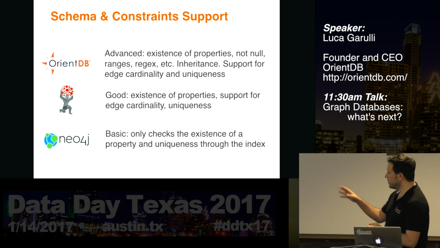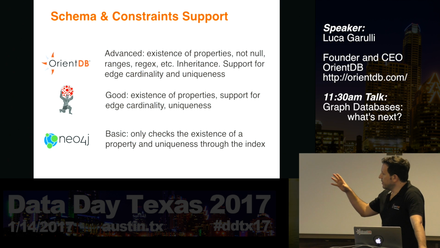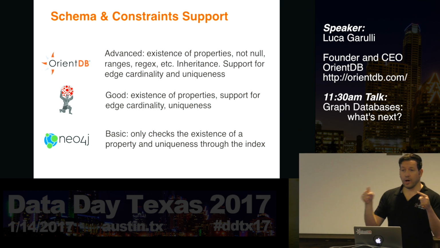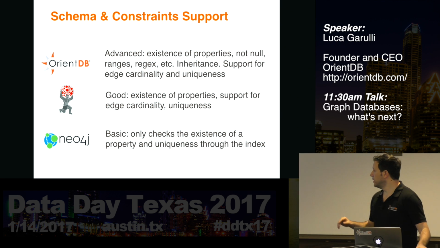For example, in OrientDB, we have a lot of constraints about properties. This property cannot be null, can have min and max values, right? Regular expression. We also have the inheritance concept, which we can see later. And you can tell how many edges you want for this relationship. Just one, many, one to many.